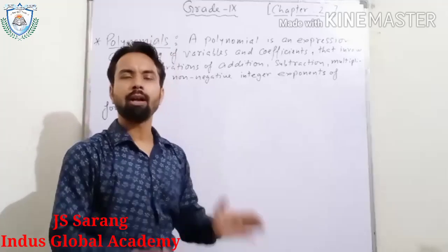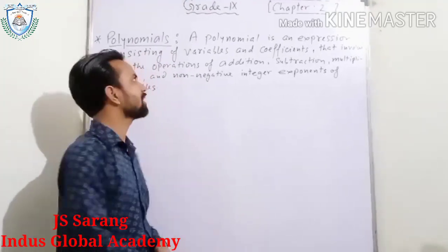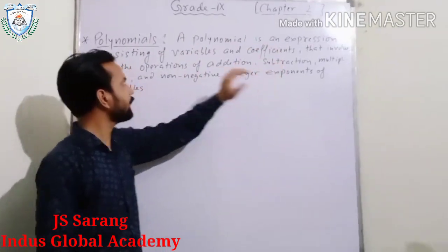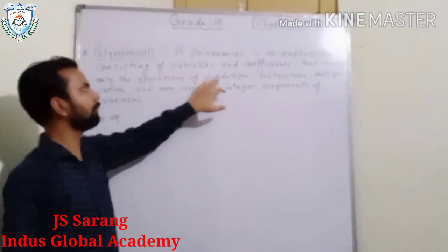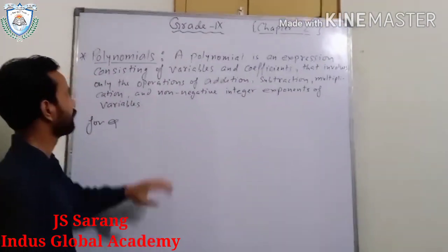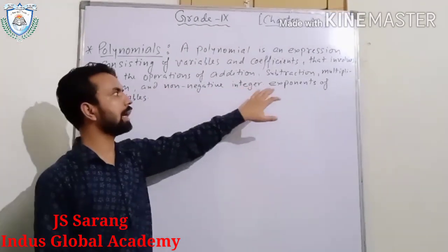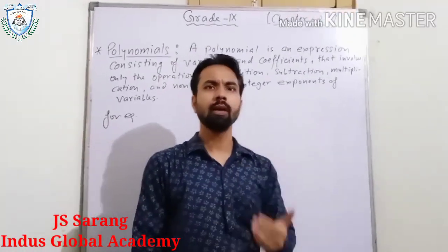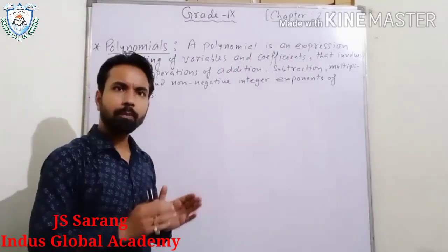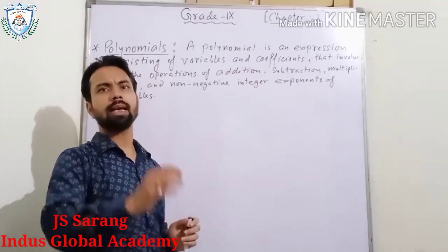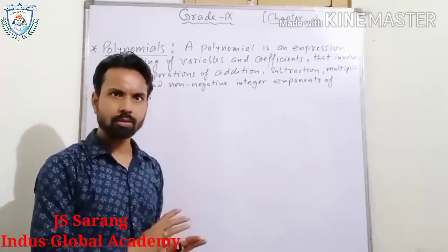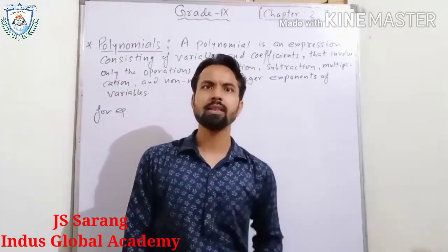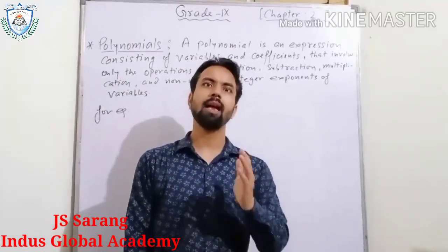What is a polynomial? A polynomial is an algebraic expression consisting of variables and coefficients that involves only the operations of addition, subtraction, multiplication and non-negative integer exponents of variables. So there are some points which you have to keep in your mind. First of all, a polynomial is an algebraic expression. Understood? And what is an algebraic expression? We have already studied in the previous class, grade 8, what an algebraic expression is.